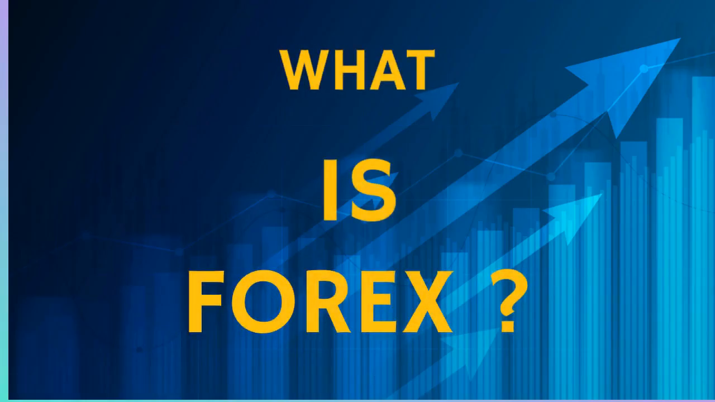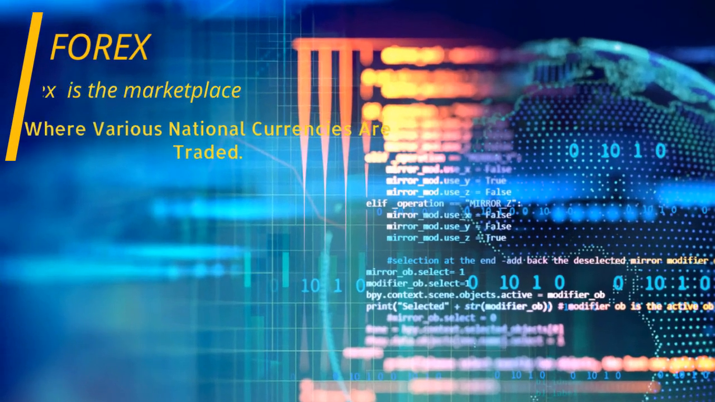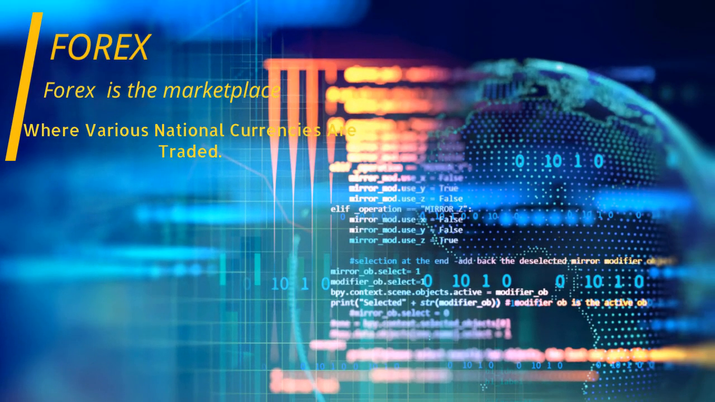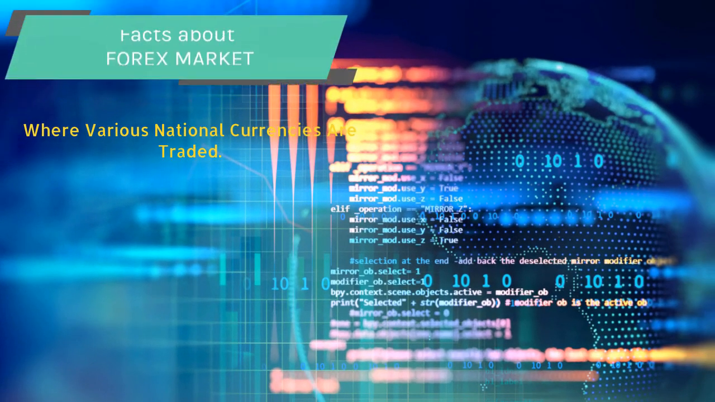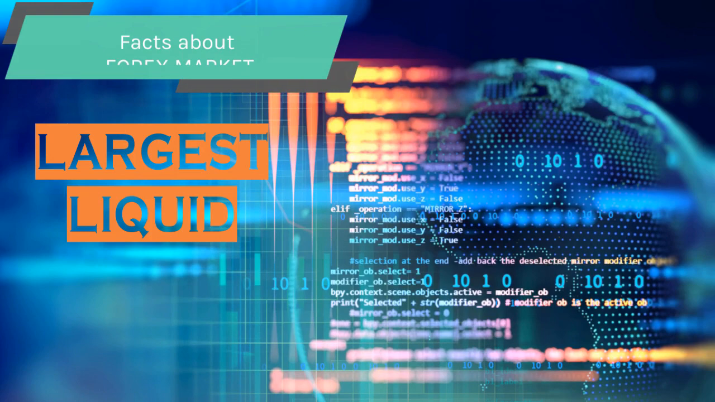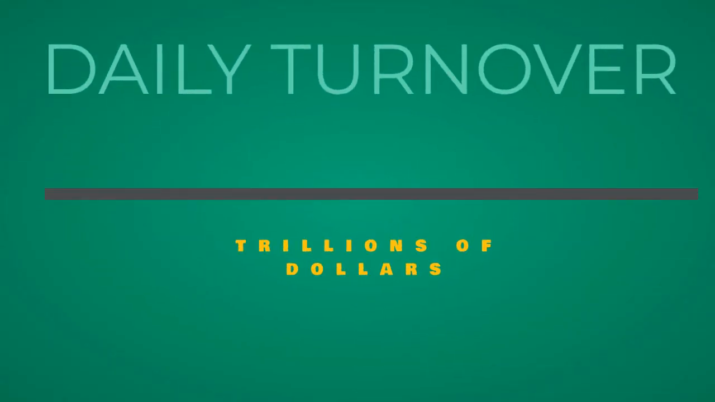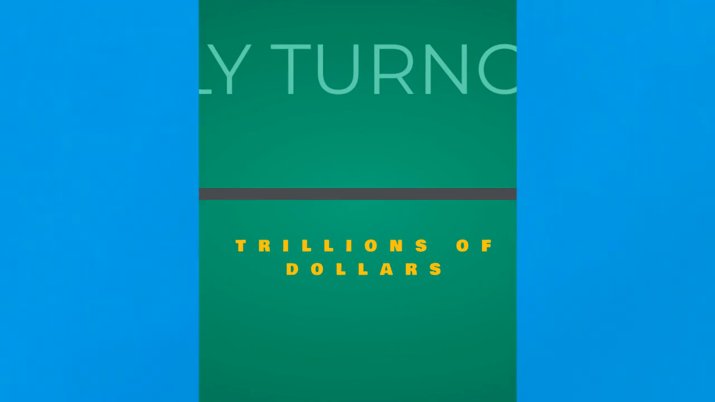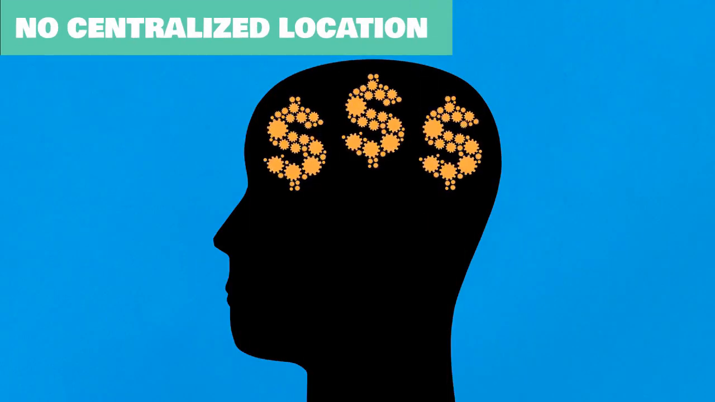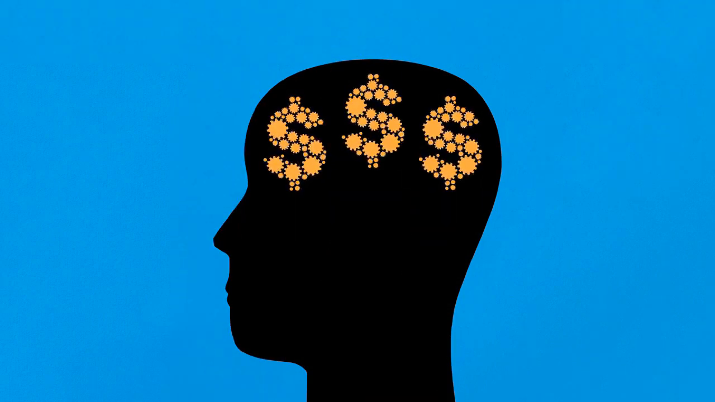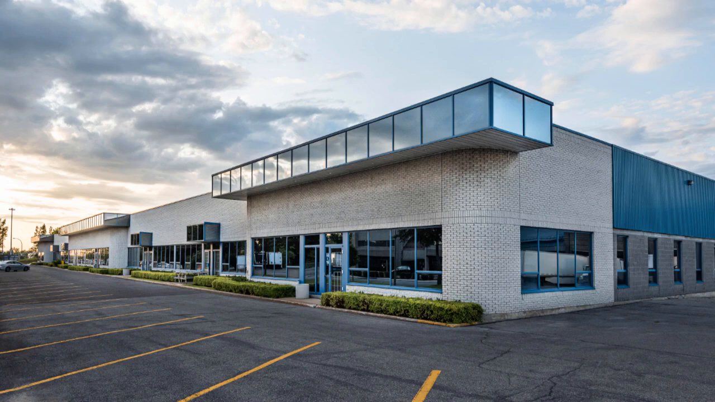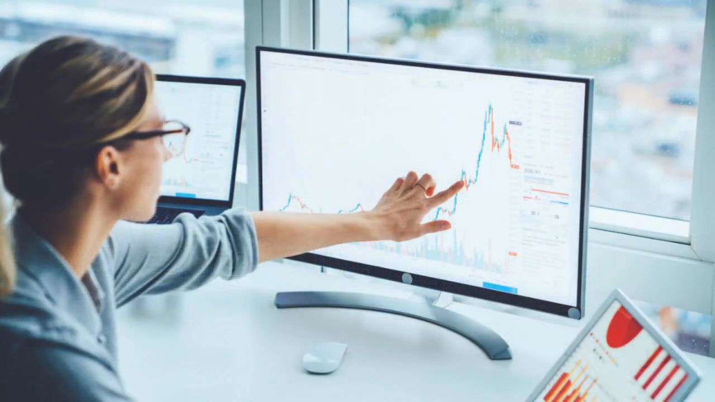What is Forex? Forex is a marketplace where various national currencies are traded. The Forex market is the largest, most liquid market in the world, with trillions of dollars changing hands every single day. There is no centralized location of the Forex market, but rather it is an electronic network of banks, brokers, institutions, and individual traders.